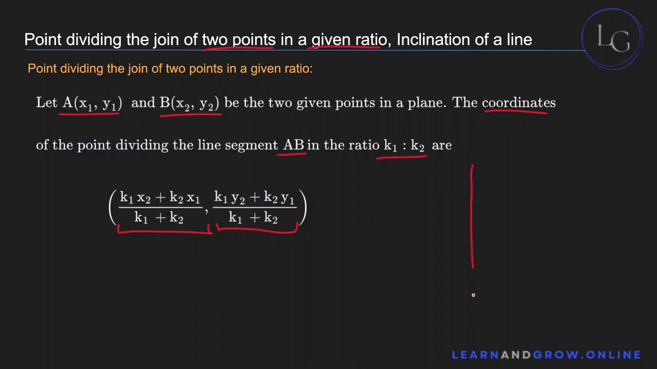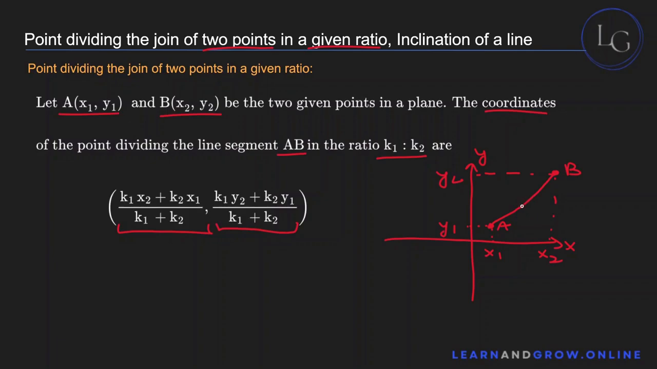So if you have a plane, this is the y-axis and this is the x-axis. Say you have this point here as A. Say you have this point here as B, with A having the x value of x1 and the y value of y1, B having the x value of x2 and the y value of y2. Now, this is the line joining A and B.